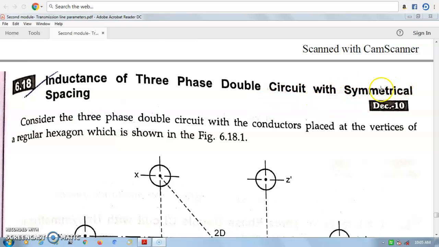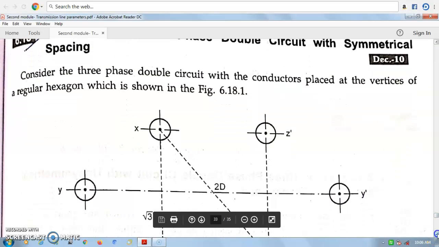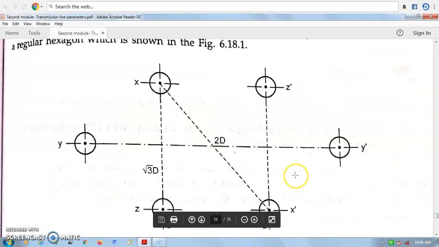This is symmetrical spacing, meaning previously I discussed the three-phase circuit for the symmetrical case, where LA, LB, LC should all be the same, right? Here also for the double circuit, three conductors for three-phase, all flux and all inductance should be the same. So here we are considering a three-phase double circuit with conductors placed at the vertices.